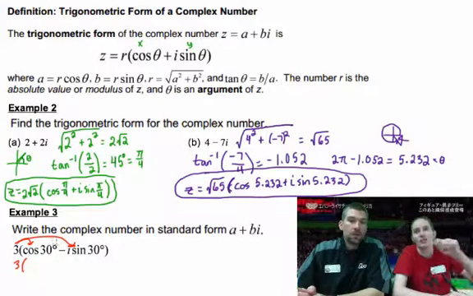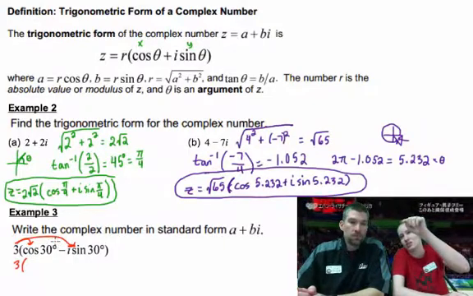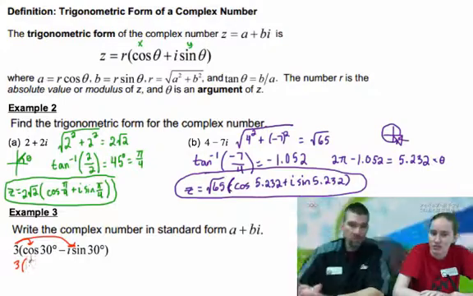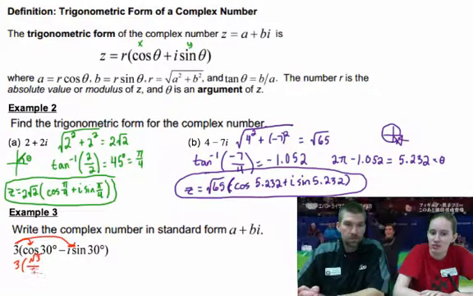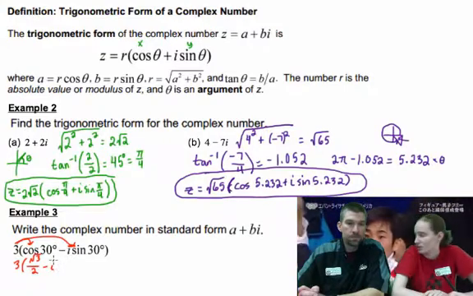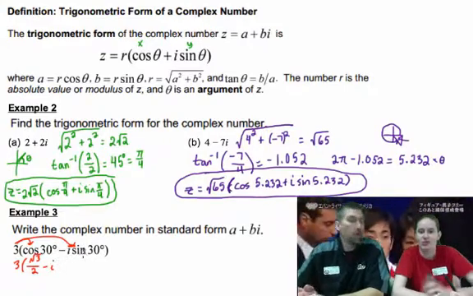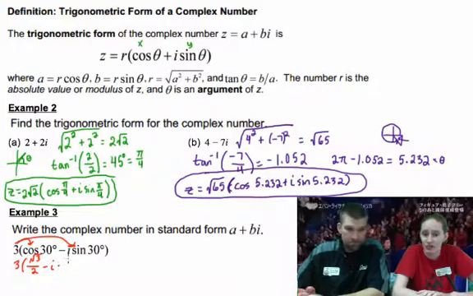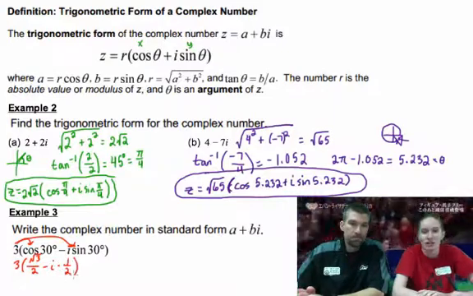So cosine of 30 is square root of 3 over 2. I'm doing it this way; you could do it a slightly different way if you wanted to. I just thought I'd figure out what cosine and sine were. Sine 30 is 1/2.